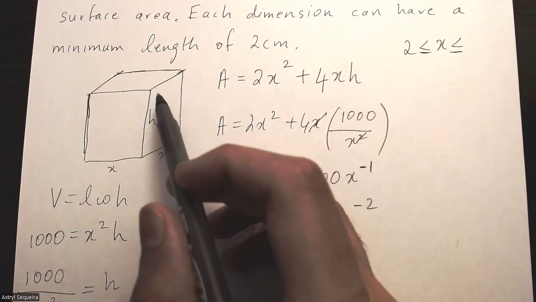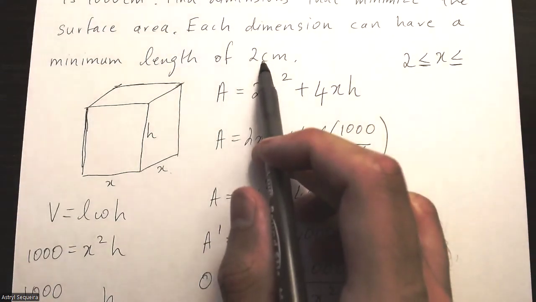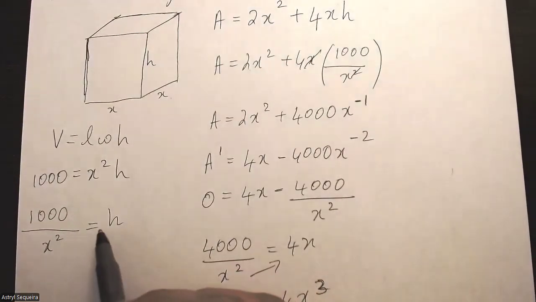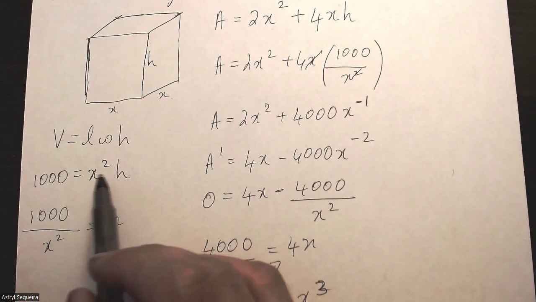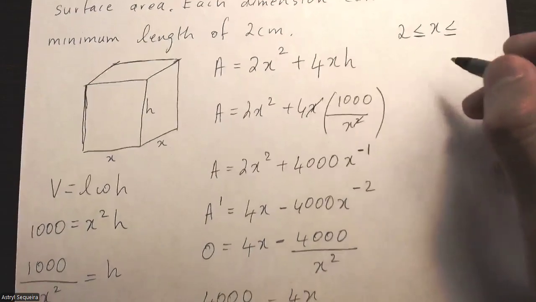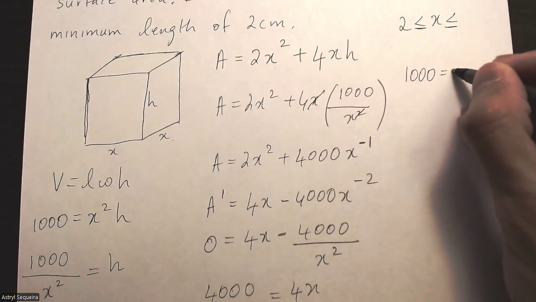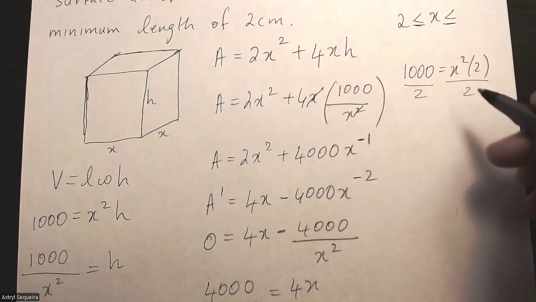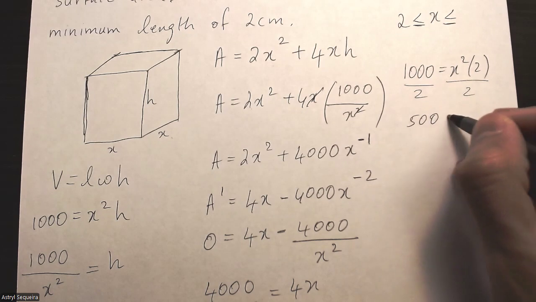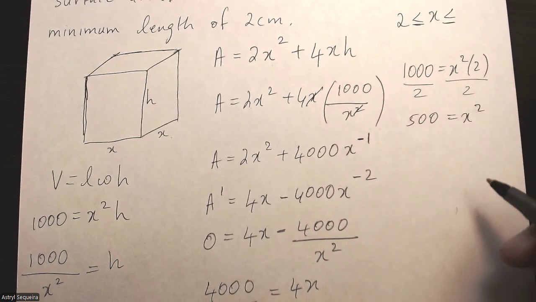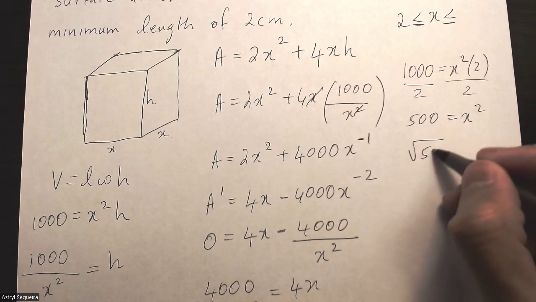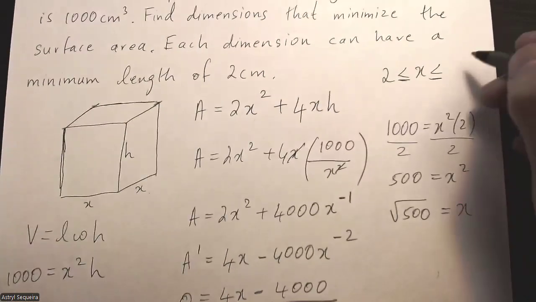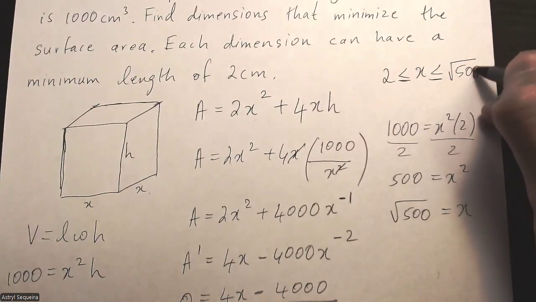Well, let's say the minimum height is also 2 centimeters, right? So I'm going to plug in 2 centimeters over here in my volume equation. I'm going to solve for x. So 1000 equals x squared times 2. Just going to divide both sides by 2. 1000 divided by 2 is 500. Then I'm just going to square root this. You don't have to worry about the negative solution because we don't have negatives in this type of question. So my maximum value of x is square root 500.